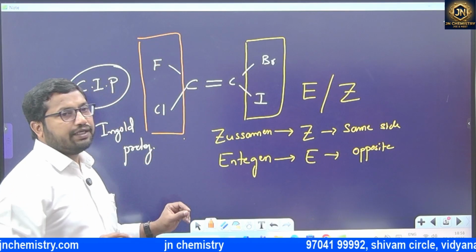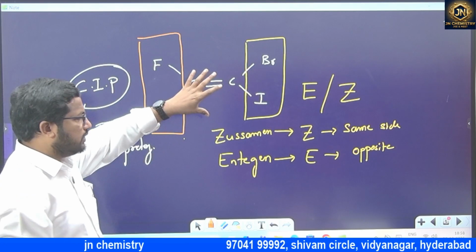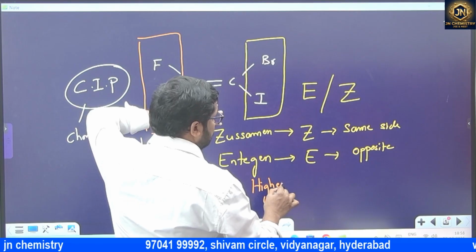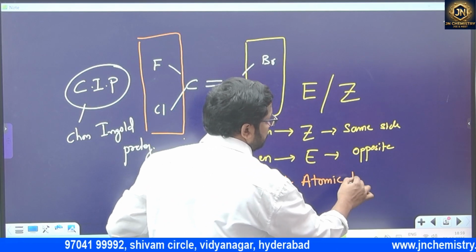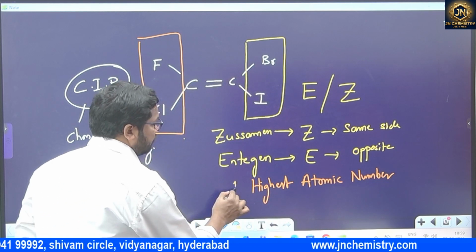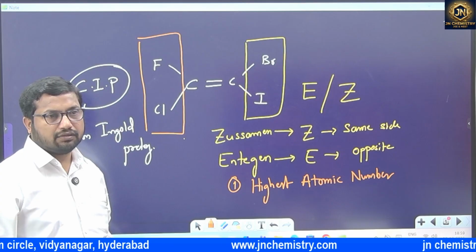So first, what we need to do? Highest atomic number. We need to give the first priority to the highest atomic number. Write it down. So bromine and iodine, which has the highest atomic number?